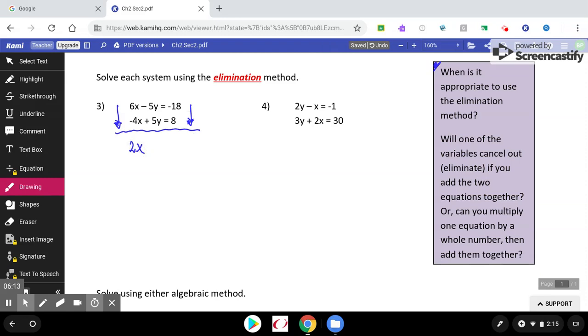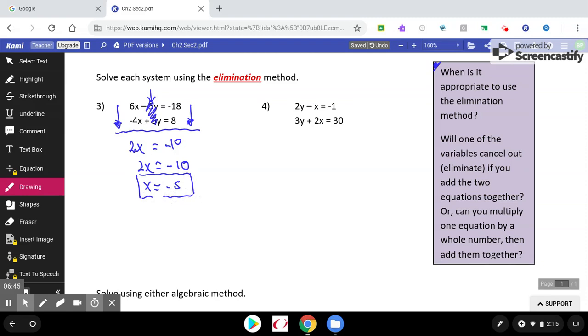But what would happen to the y's? Negative 5y and positive 5y would cancel, and they're gone. Add the numbers on the end, same thing, negative 18 plus 8 would be negative 10. Not sure what I was about to write. Let me rewrite that. But again, the key is where'd the y go? He's gone. And we can solve equations with one letter. I'm going to divide both sides by 2, and I got it.